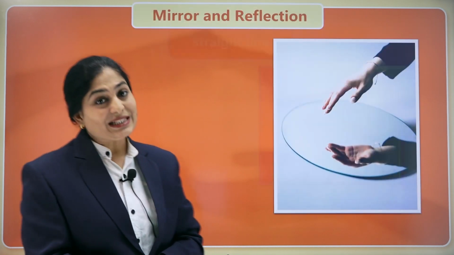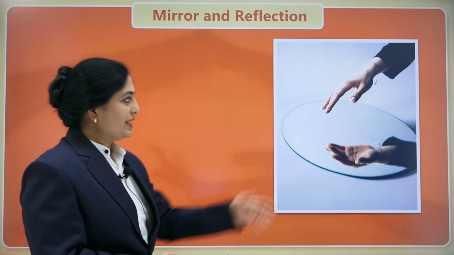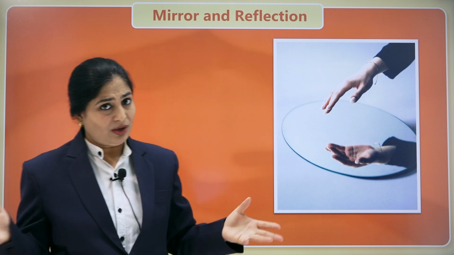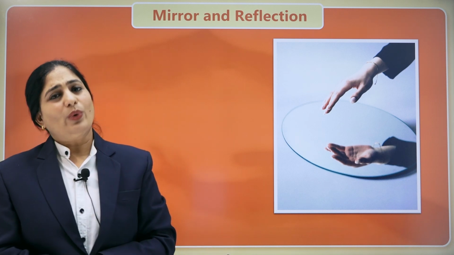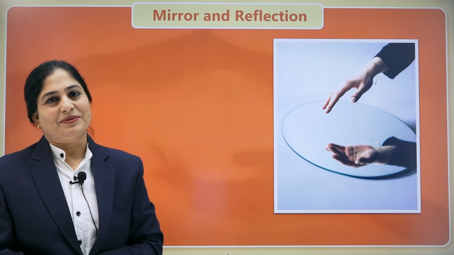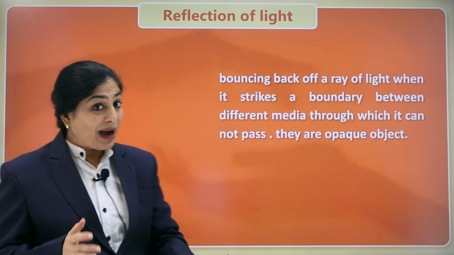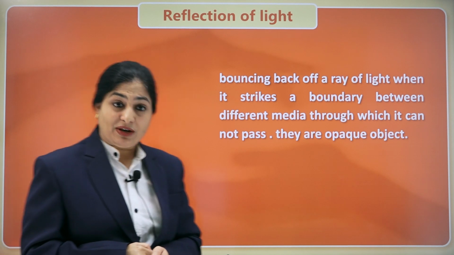Now how can we see an object? Let us talk about it. There is a mirror and we can see the image, the reflection. So now the question is, what is reflection of light? When I ask you about reflection, it is the bouncing back of a ray of light.